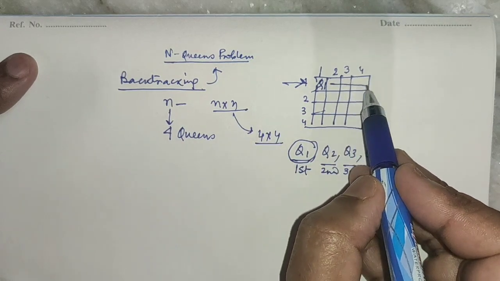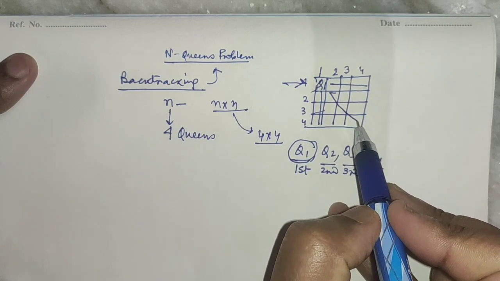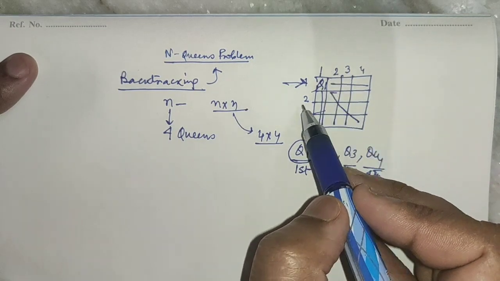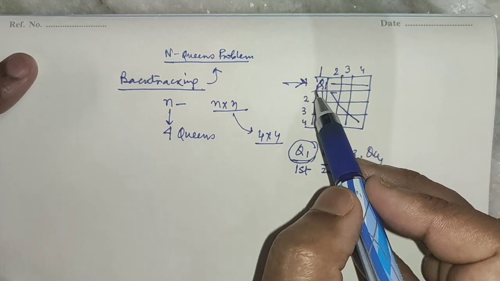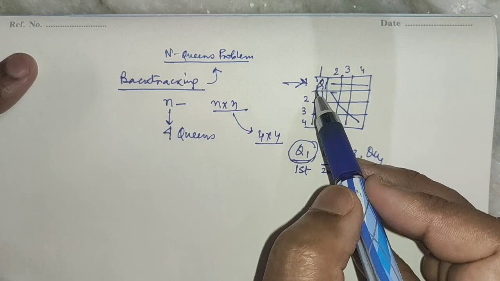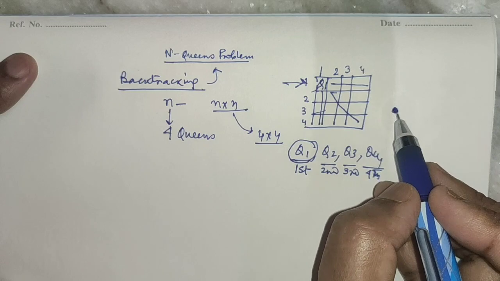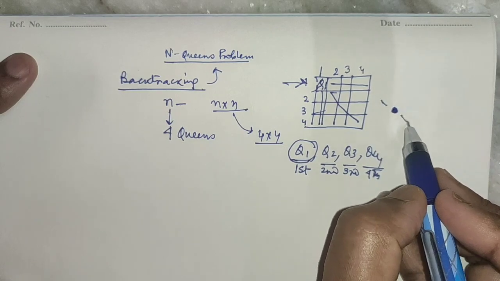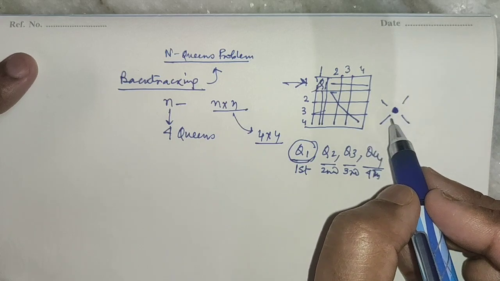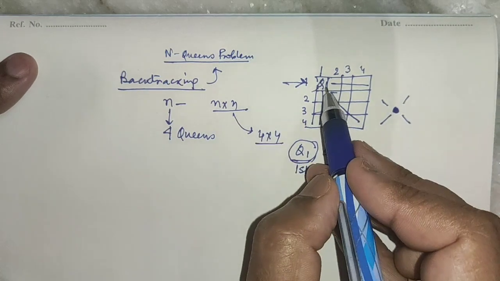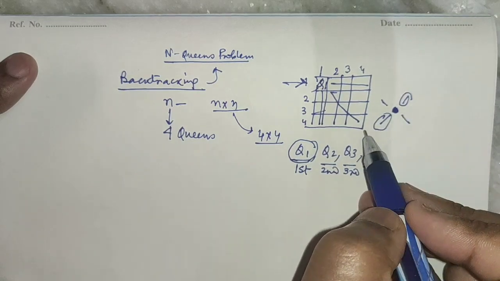So the entire first row is blocked, the entire first column is blocked, and the principal diagonal is blocked. There would be another diagonal, which is called upper right to lower left. As it is not applicable here, we are not considering it. Normally, if this is the position of a particular queen, then this diagonal and this diagonal are both blocked with respect to this particular queen. As it is first row, first column, this diagonal is absent here.